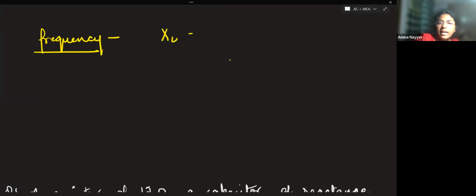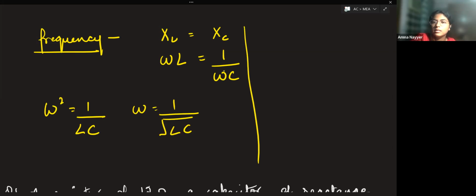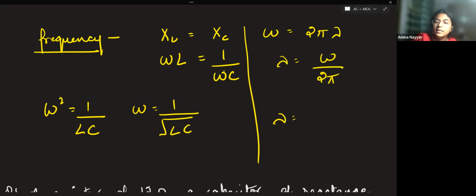If XL is equal to XC, so how can we write XL? XL is written as omega L and XC is written as 1 by omega C. From here, omega square will be equal to 1 by LC. So omega will be equal to 1 by under root LC. And what is the relation between frequency and omega? Omega is equal to 2 pi nu. So frequency is omega by 2 pi. So omega is 1 by under root LC, and this 2 pi over here.